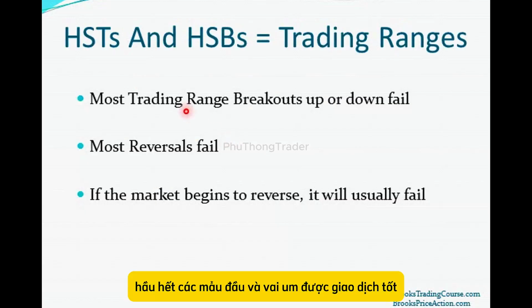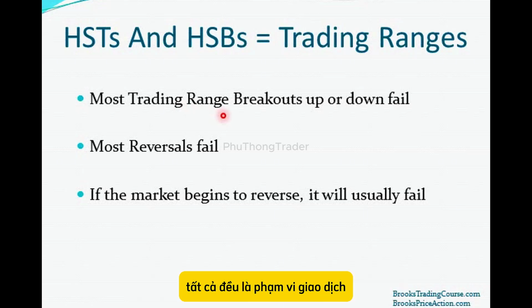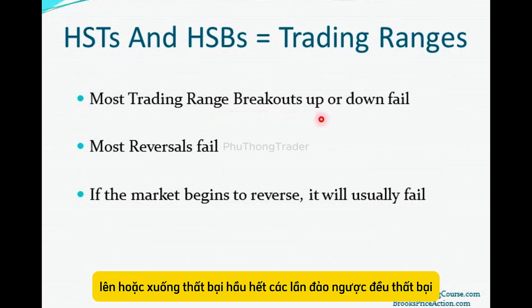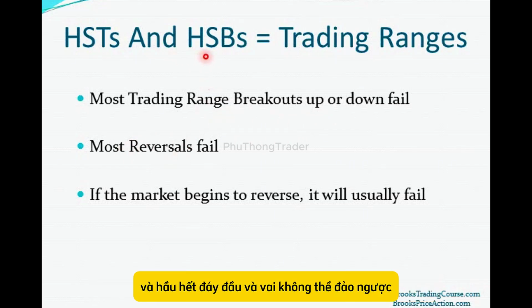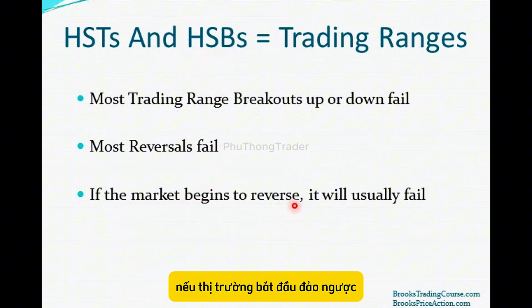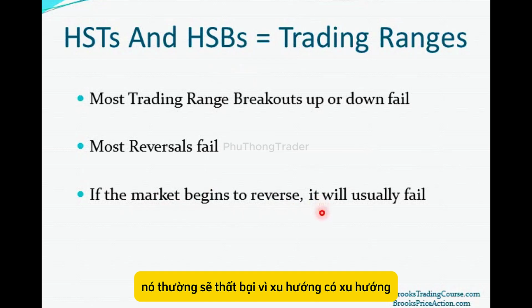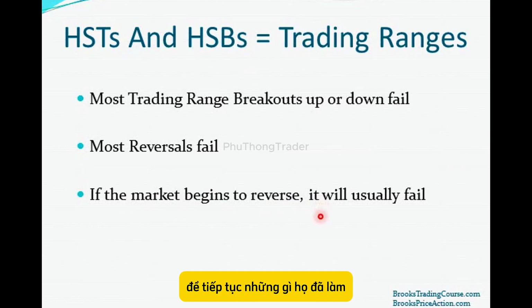Most head and shoulders patterns are traded, well, they're all trading ranges, and most trading range breakouts up or down fail, most reversals fail, and most head and shoulders tops and most head and shoulders bottoms fail to reverse. If the market begins to reverse, it will usually fail, because trends tend to continue what they've been doing, and 80% of reversal attempts will fail. It doesn't matter if the reversal attempt has a head and shoulders top or a head and shoulders bottom look to it. Chances are it'll fail.